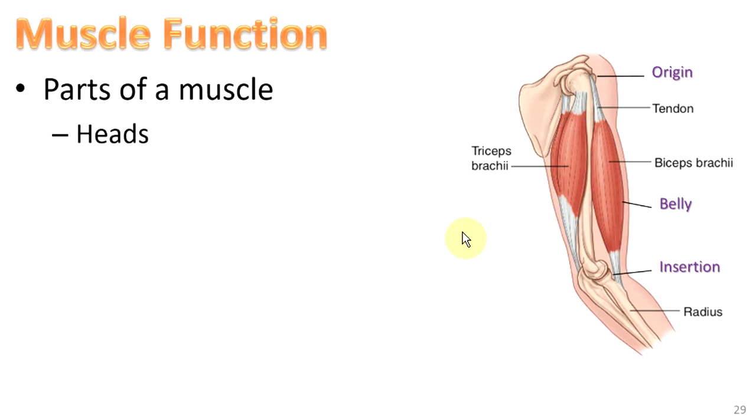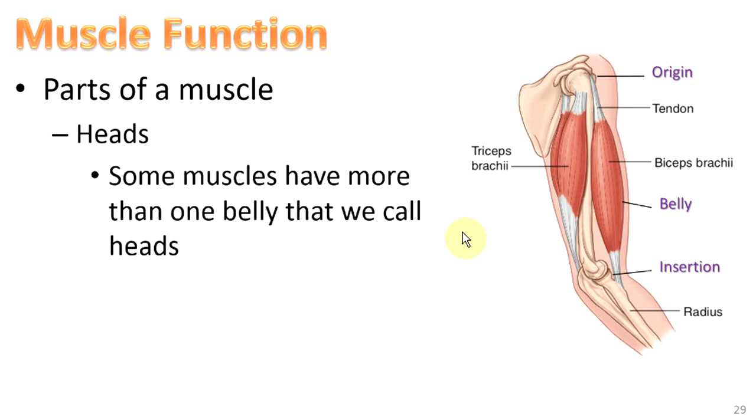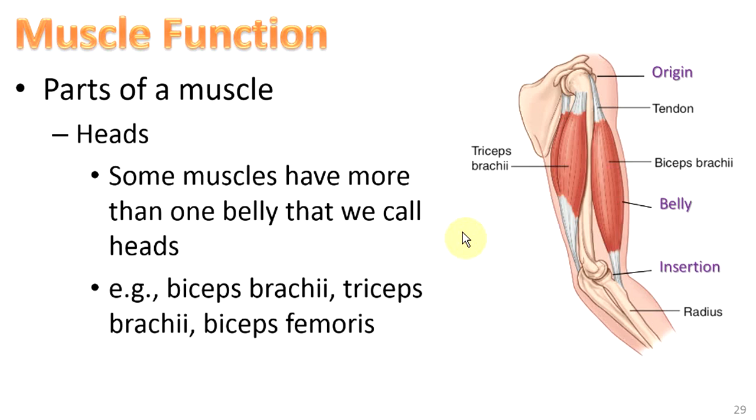Okay, so there are these things called heads of a muscle. Not all of them have them. Some muscles have more than one belly. Where they originate is called the head of the muscle, or even the belly is called the head of the muscle sometimes. Examples are biceps brachii and triceps brachii.